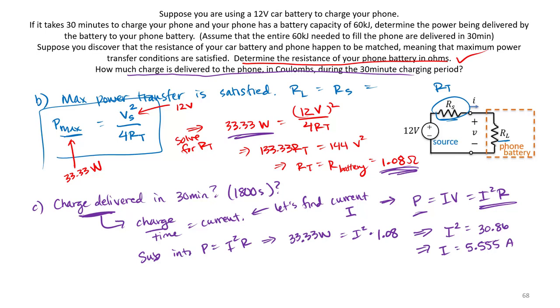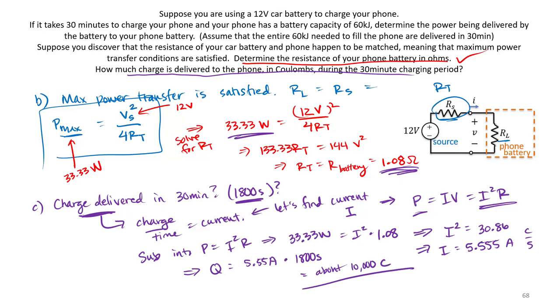And then lastly, that's our current. Remember, that is coulombs per second. And we were delivering that current for 1800 seconds. So remember, charge is the time integral of current, or current times time. So therefore, our charge Q in coulombs is going to be equal to our current, which is 5.55 amperes times 1800 seconds, or 30 minutes. And if we solve for that, we get about 10,000 coulombs. So there you have it.